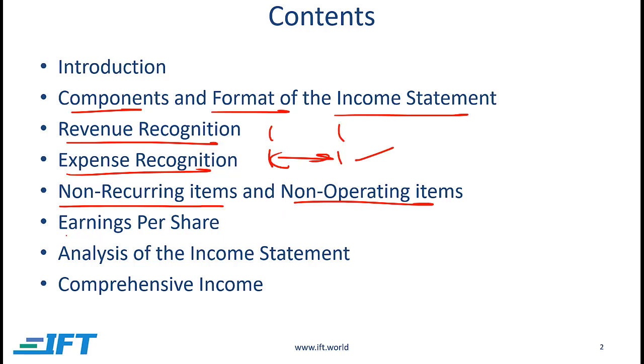Next, we'll go over earnings per share. So there are several calculations related to earnings per share that you need to be aware of. Then we'll talk about how to analyze the income statement. And the final section is on comprehensive income, where we talk about a larger definition of income. So we have regular income and then something beyond regular income, which is called comprehensive income.